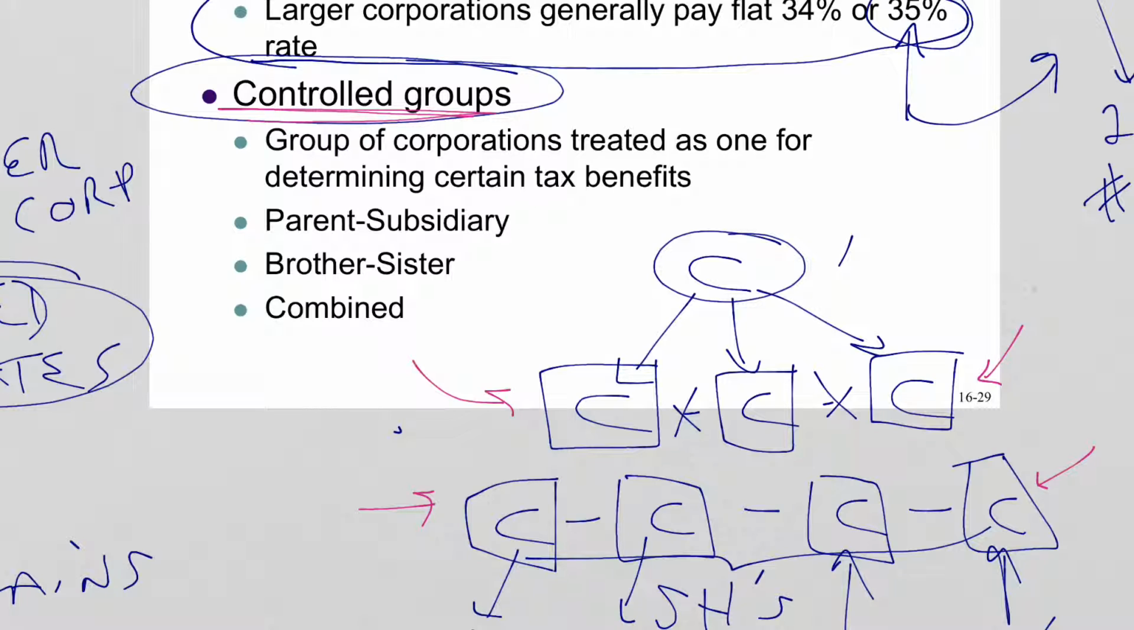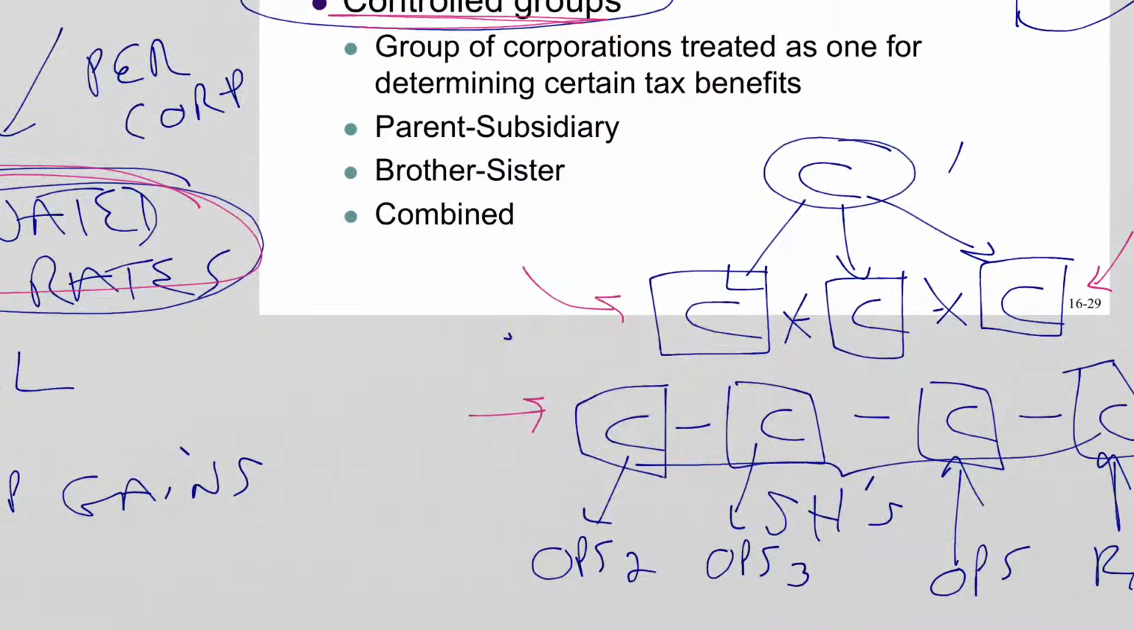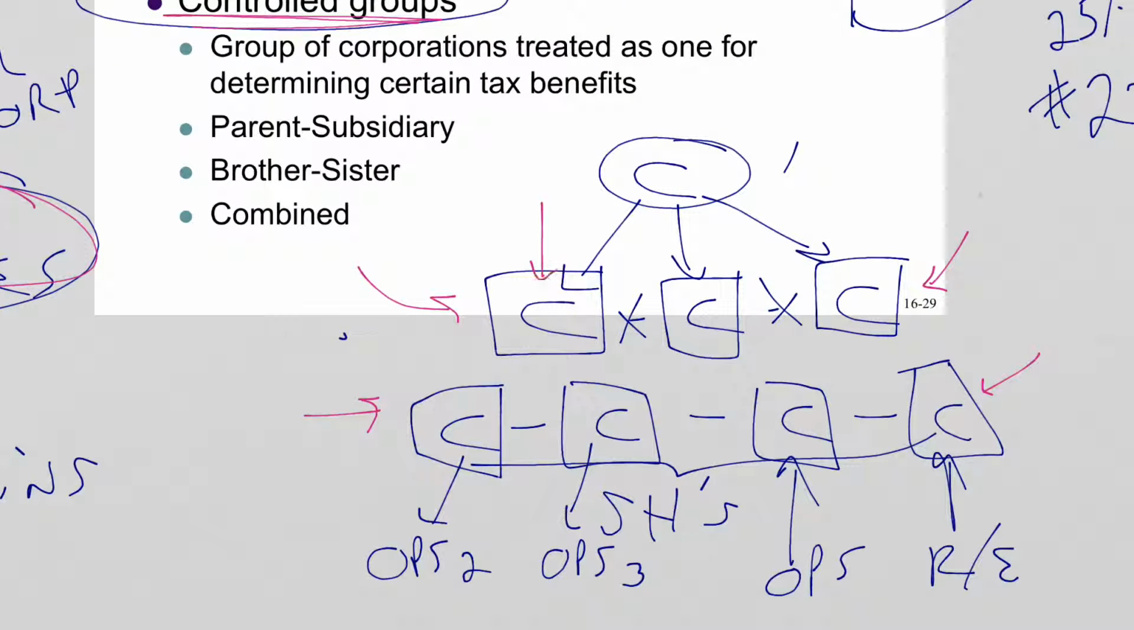If it's defined as a control group, what you have to do is spread out the graduated rates over the entire control group. So you only get one bite at the apple. You can choose where it goes. You can choose if this corporation will use all the graduated rates and these guys zero, or you can split it up, but you only get one bite at the apple.